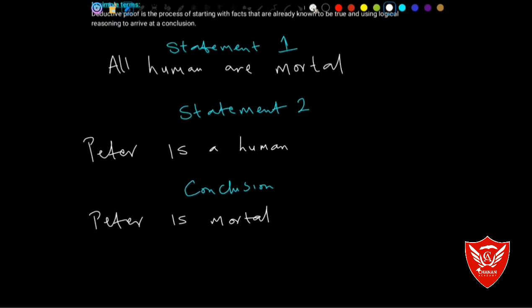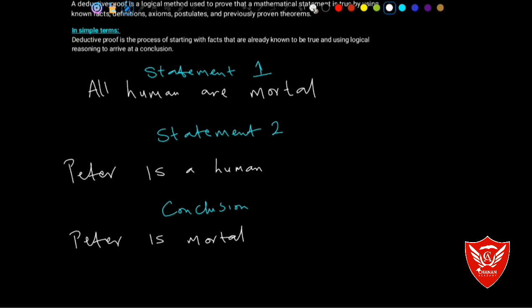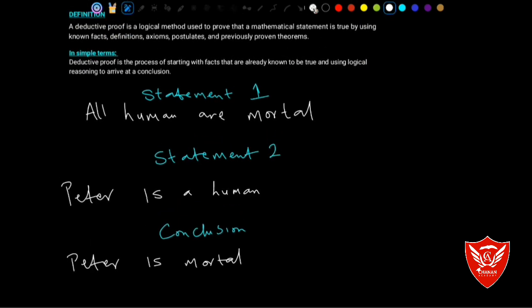So this is what a deductive proof is saying, that it's a logical way or method of proving a statement using a definition or a known fact. Like in this our case, the first statement is a known fact that all humans are mortal. And if Peter is a human, then he must be a mortal. So that's what deductive proof is talking about.